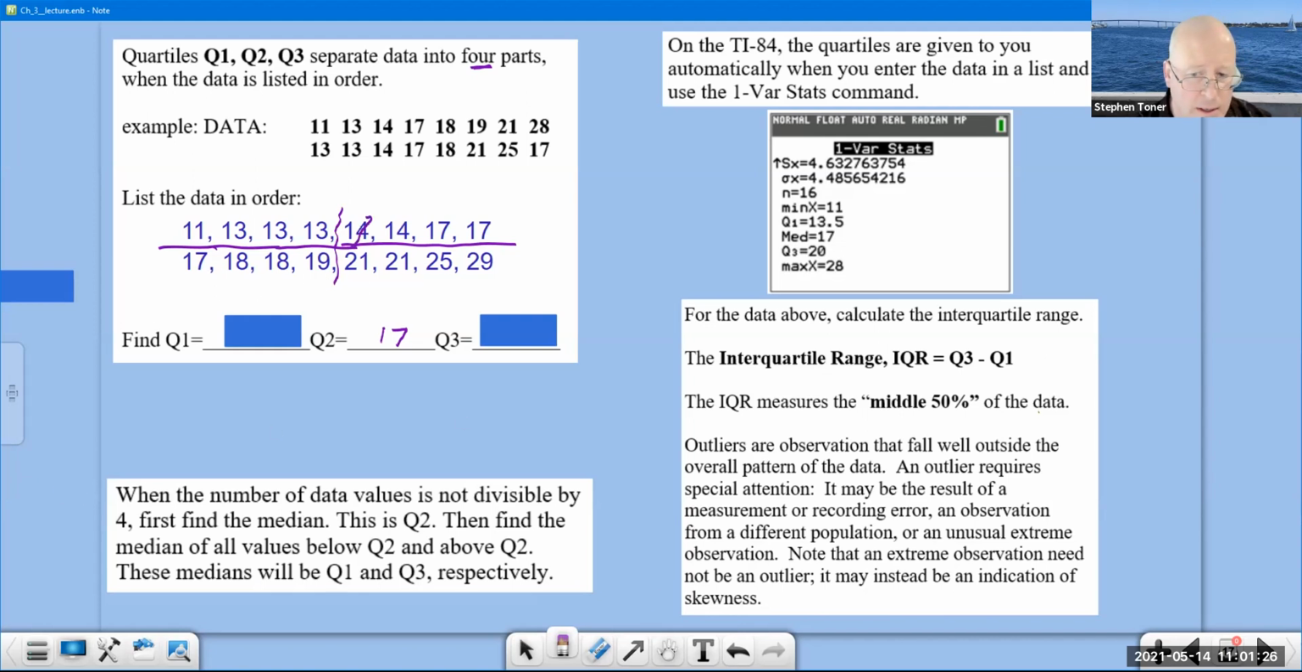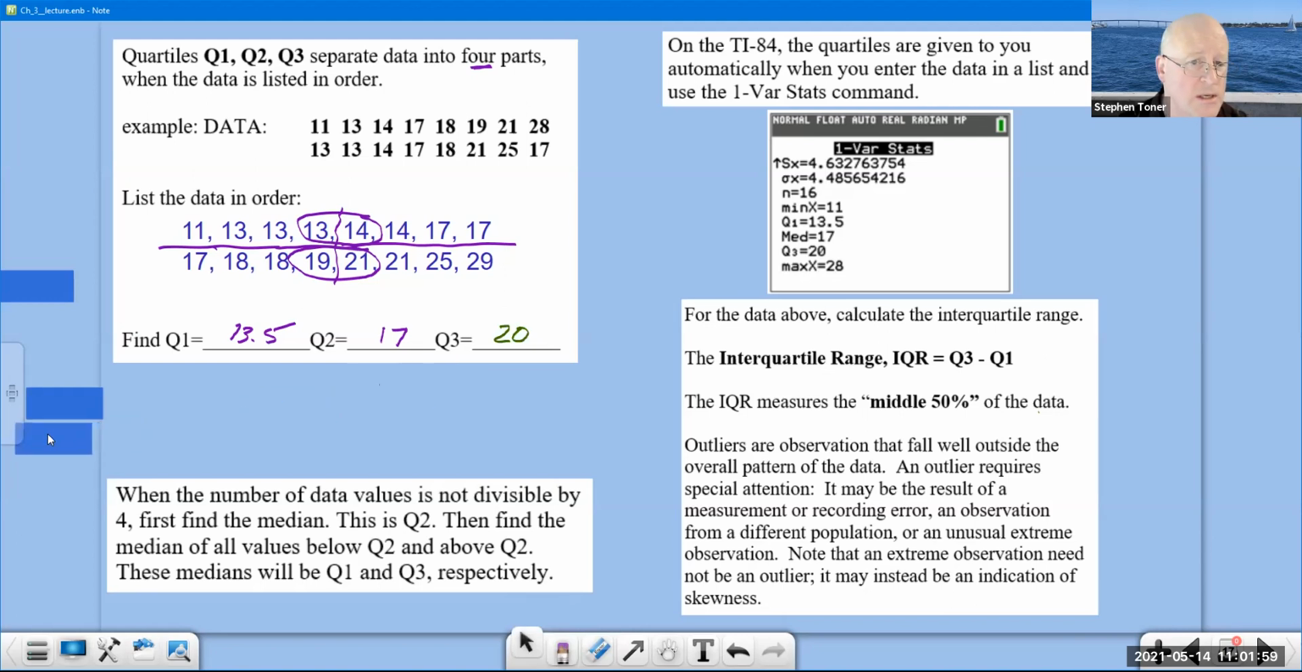Now, when I find the mean of the 4th and 5th item, that'll be the middle median of the first half of the data set. That's where that 13.5 comes from. And you can see I had those 2 answers reversed when I wrote those in. So that is where my 13.5 belongs. And halfway between the 19 and the 21 is where we're going to have the third quartile, which is the value 20. Okay, so bottom line here is you're splitting your data into 4 groups.